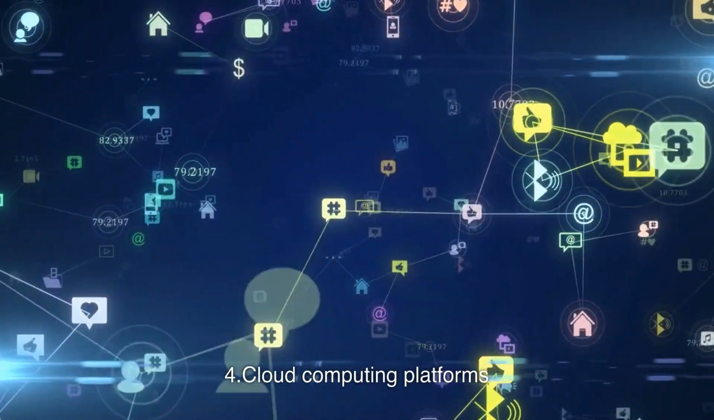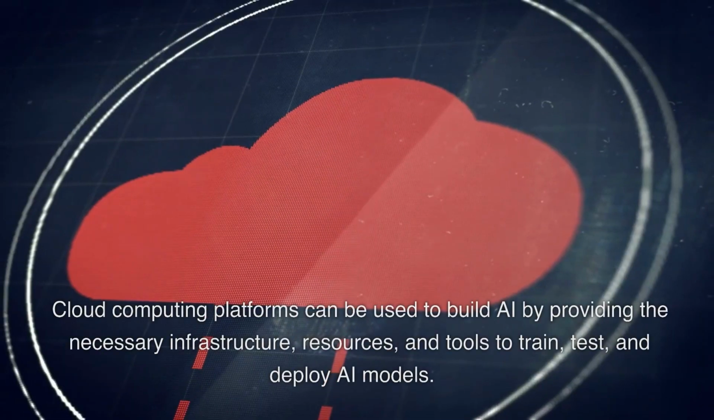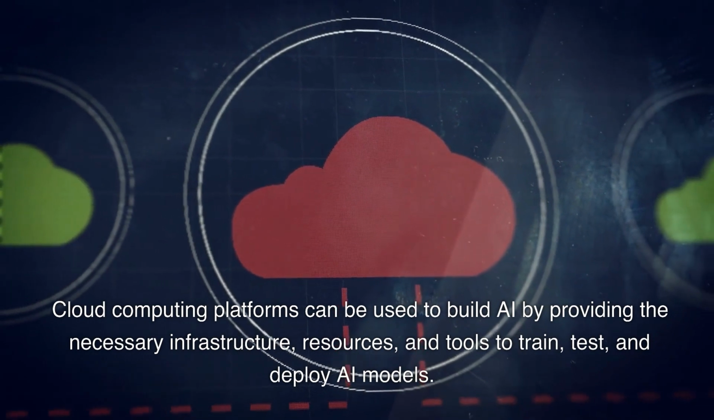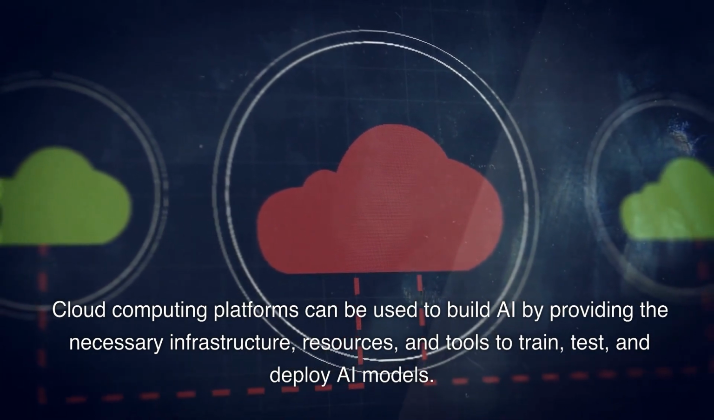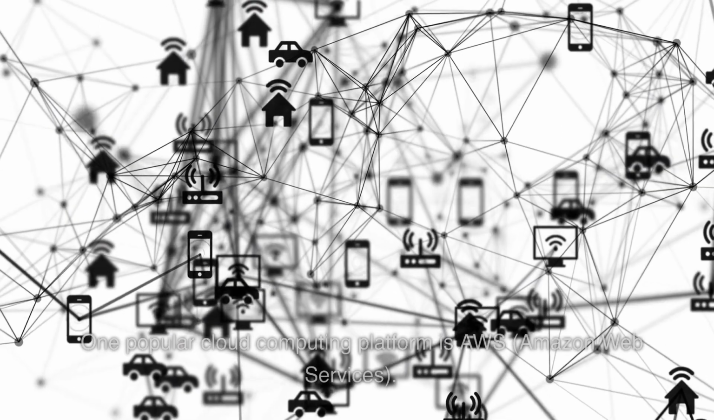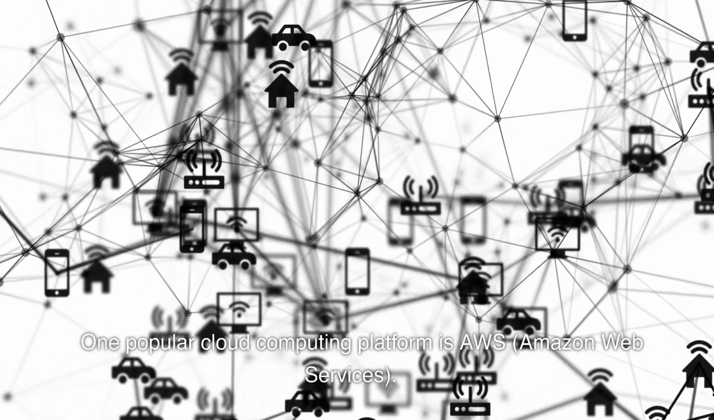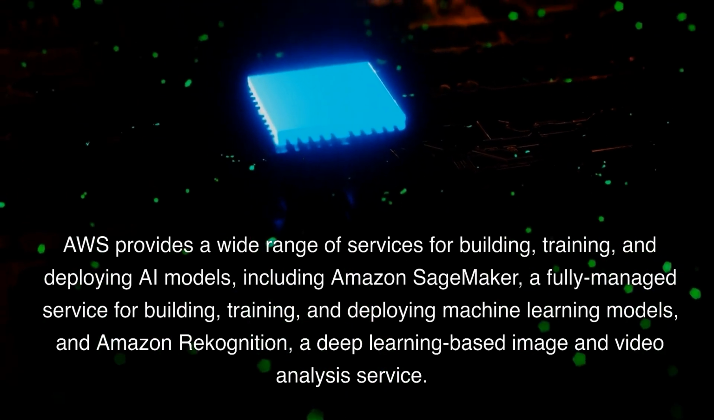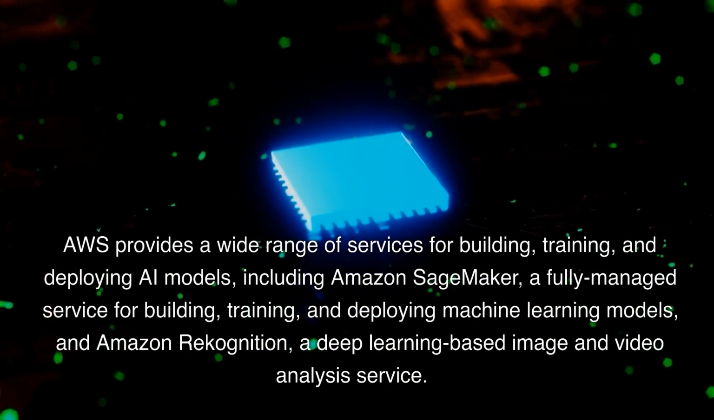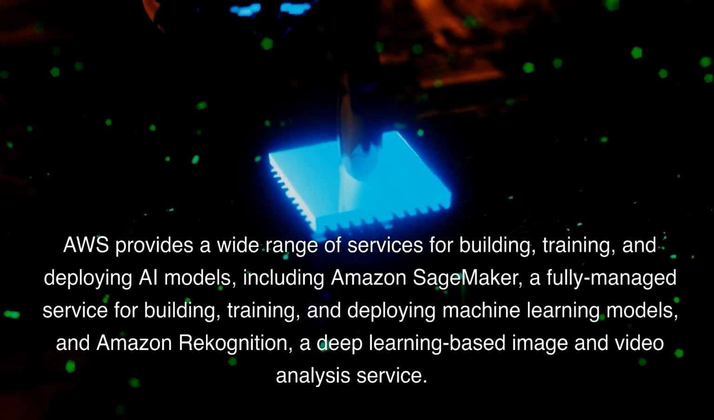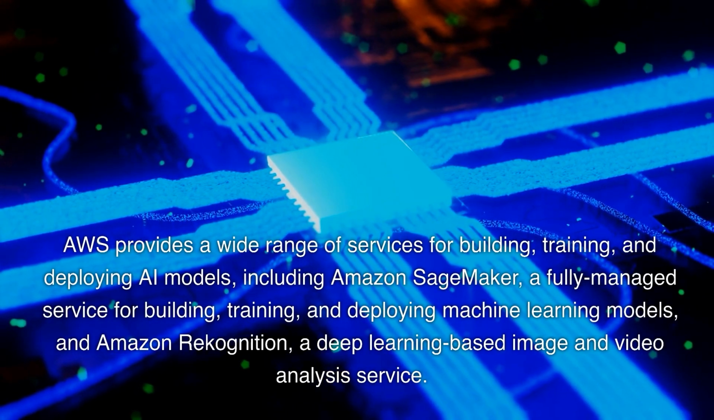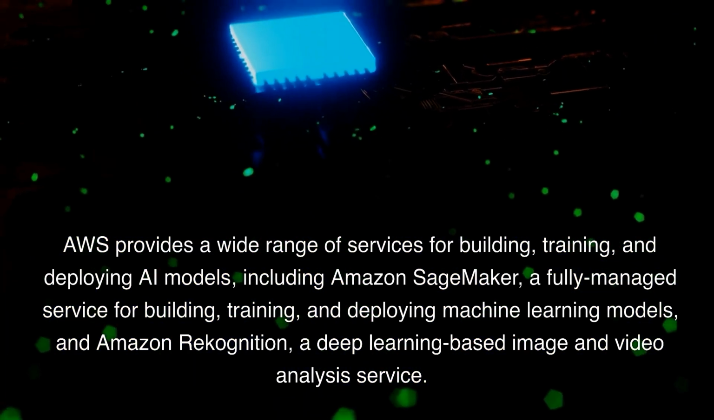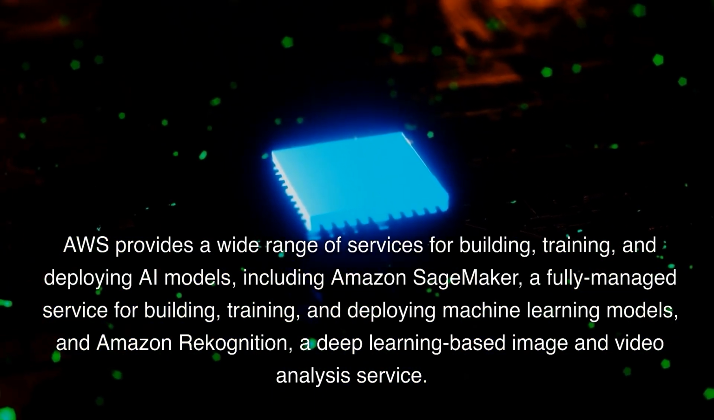4. Cloud computing platforms. Cloud computing platforms can be used to build AI by providing the necessary infrastructure, resources, and tools to train, test, and deploy AI models. One popular cloud computing platform is AWS, Amazon Web Services. AWS provides a wide range of services for building, training, and deploying AI models, including Amazon SageMaker, a fully managed service for building, training, and deploying machine learning models, and Amazon Rekognition, a deep learning-based image and video analysis service.